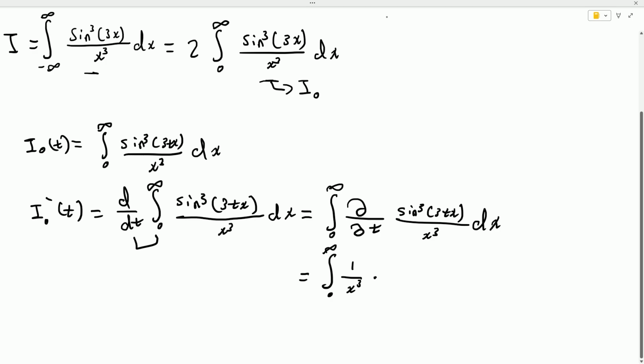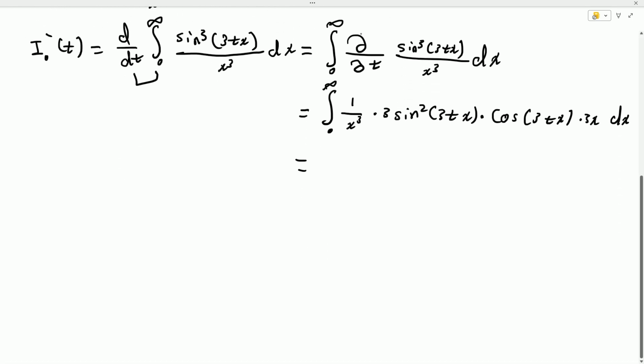Now let's see, what is the derivative of this term right here with respect to t? Well, from the chain rule, we're going to first get 3 sine squared 3tx. Then what is the derivative of the sine function itself? It's going to be the cosine of 3tx. Then the derivative of what's inside the sine function, which is 3tx, with respect to t, so that's going to give us 3x. Of course, we have the dx right here. And so this integral right now could be rewritten as 3 multiplied by 3, which is just 9, times the integral from 0 to infinity. And now we have this x cancels out with the x cubed here, so it just becomes x squared. Now we have sine squared 3tx cosine 3tx dx.